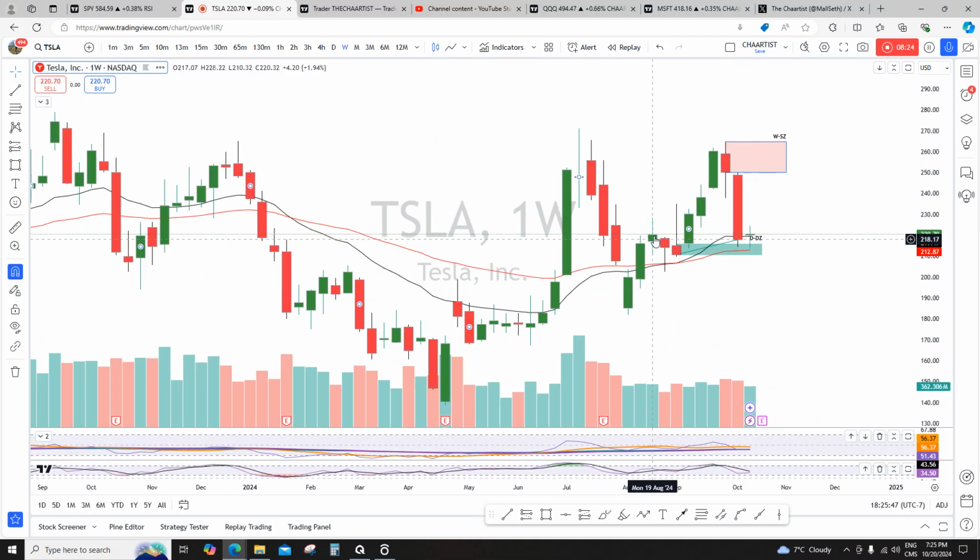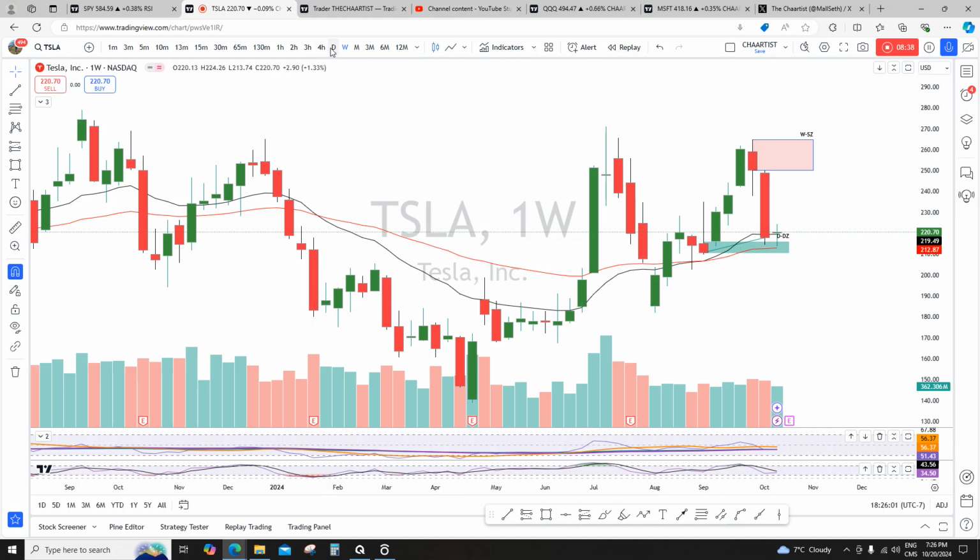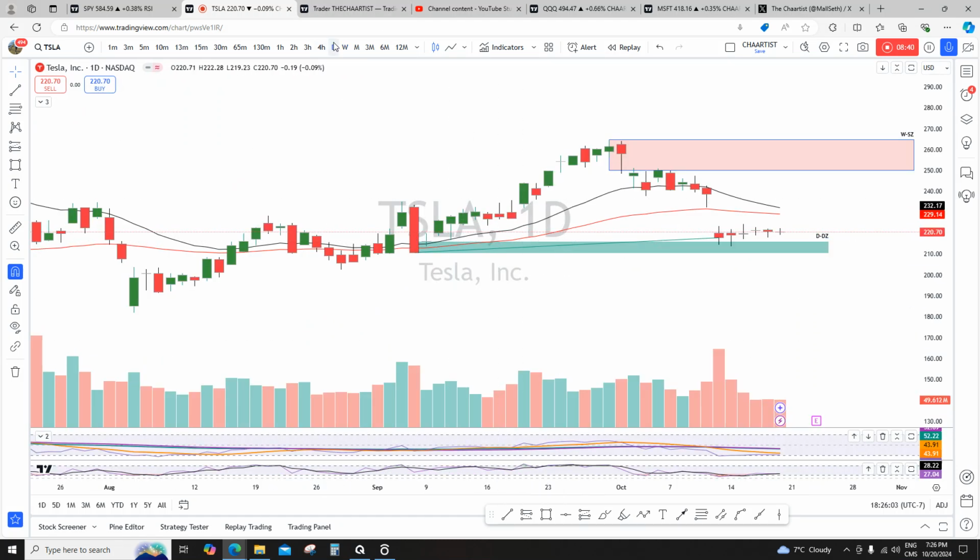Now it is inside your weekly demand, and for the whole rally that happened till 264, the origin is this. This is the origin. I've broken this down very, very clearly. Now let me go back to weekly.